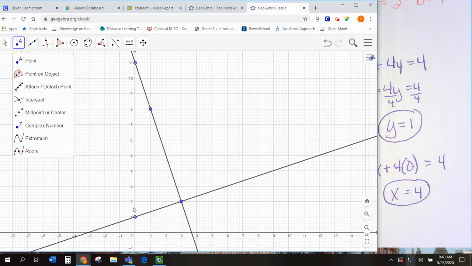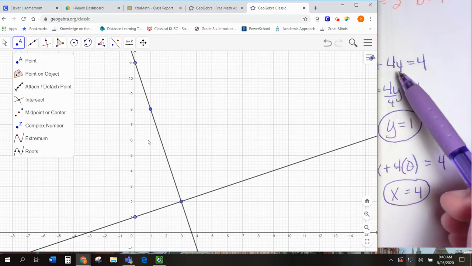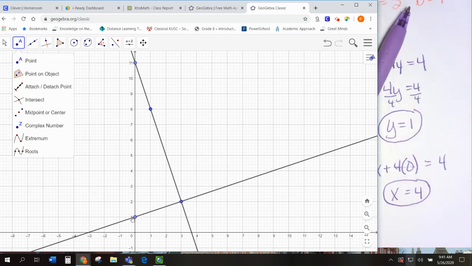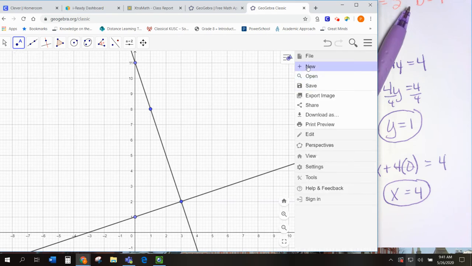And my x-intercept, this doesn't seem right. Okay, my y-intercept of 1. Oh, I know why, because I need to do a new graph. Sorry about that.